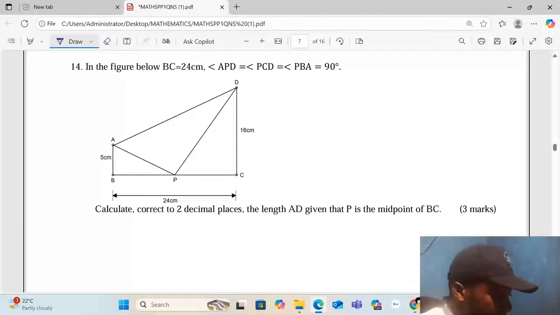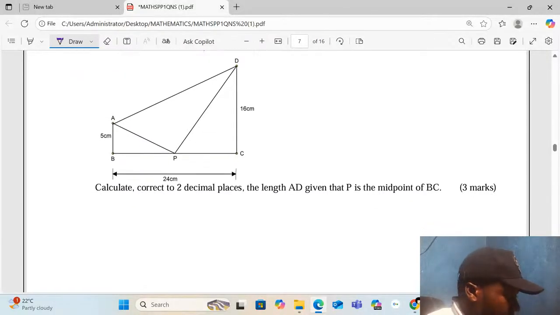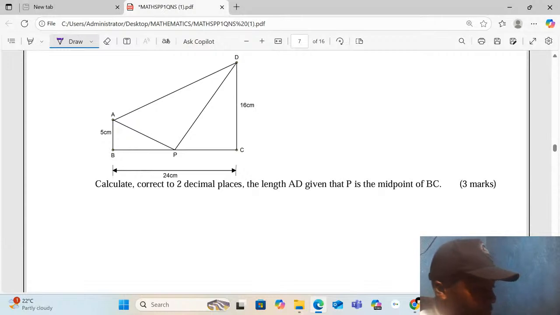In the figure below, BC is 24 centimeters, angle APD is equal to angle PCD, which is equal to PBA. All of it is 90 degrees. You can see the diagram. Calculate to 2 decimal places the length AD, given that P is the midpoint of BC.